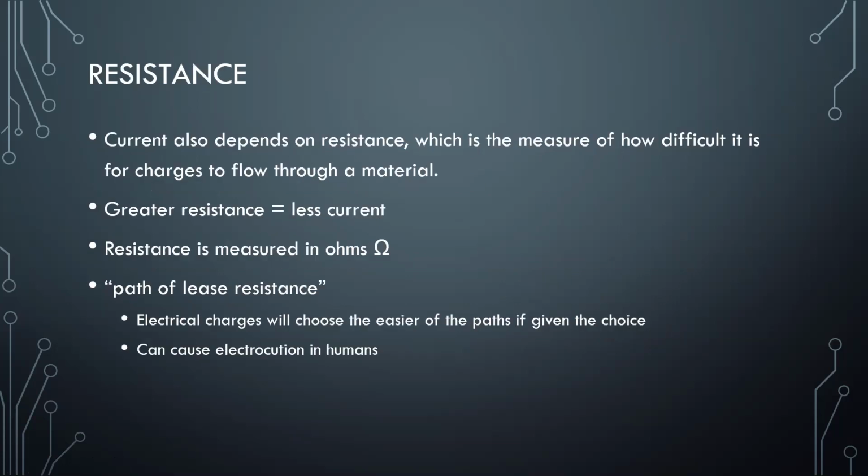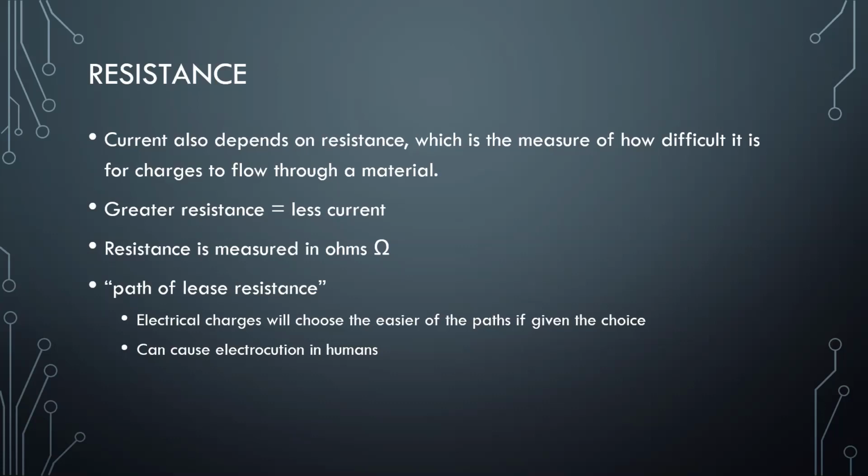And then we have what we call resistance. Current also depends on resistance, so your current depends on voltage and resistance. Resistance, by definition, is a measure of how difficult it is for charges to flow through a material. This is important information because lots of different materials or appliances in your home have different resistances.